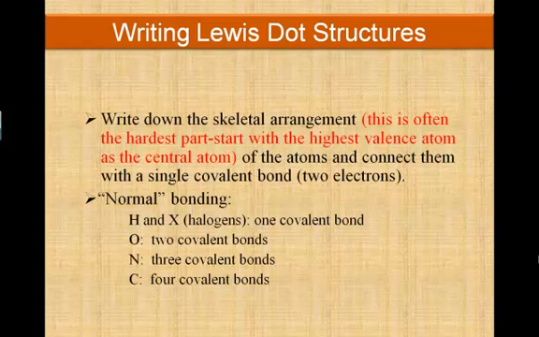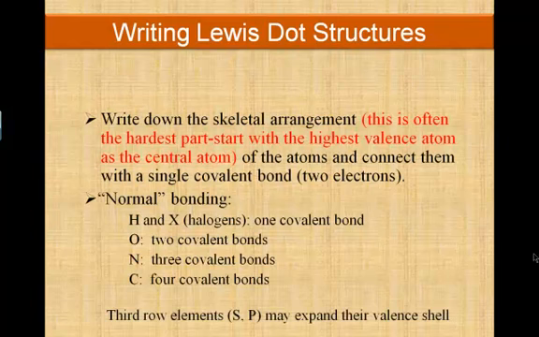All of the elements that I've listed here are either first or second row elements. First row elements, hydrogen, can only have 2 electrons in its valence shell. Second row elements must obey the octet rule. They can only have a maximum of 8 electrons in their valence shell. However, third row elements, such as sulfur, which is right under oxygen, phosphorus, which is right under nitrogen in the periodic table, can expand their valence shell.